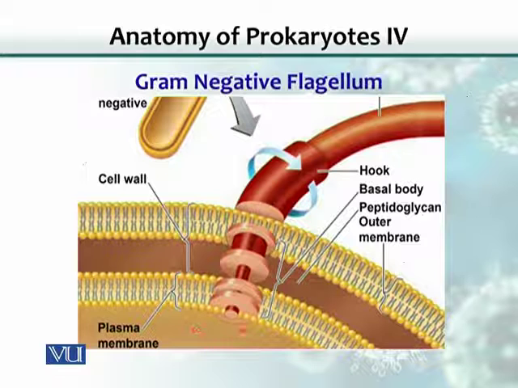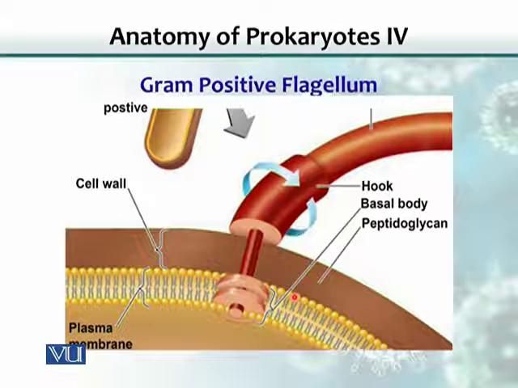The flagellum in a gram-negative bacterium, as I mentioned in the previous slide, has a filament, which is a thread-like structure, a hook, and a basal body. The basal body in a gram-negative bacterium consists of 4 rings. 2 are embedded in the inner membrane, and the other 2 are in the cell wall, in the periplasmic space, and part of it is in the outer membrane.